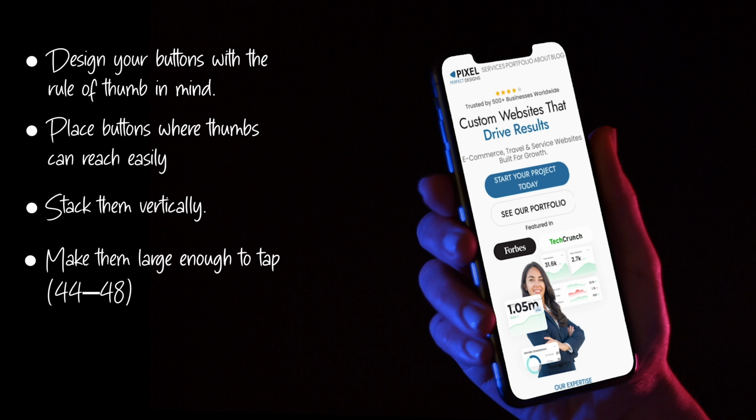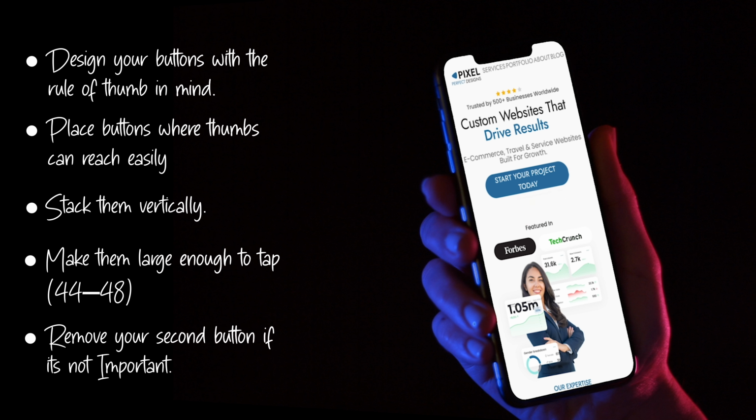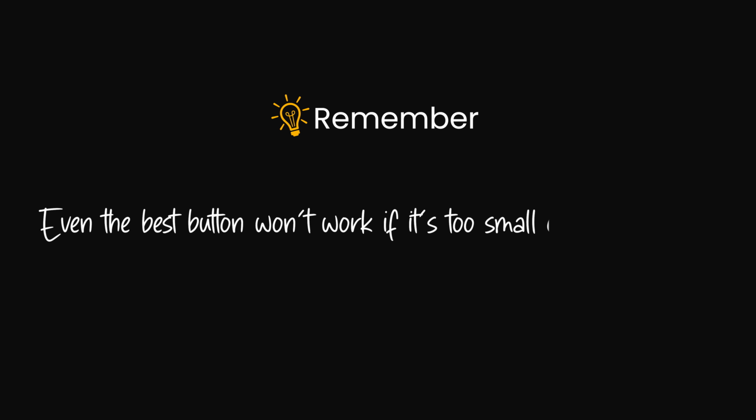Make them large enough to tap. Aim for 44 to 48 pixels tall. Google's recommended tap target size is 48 by 48 pixels. And if your second button is not important, remove it and stick to one clear call to action. Remember, even the best buttons won't work if it's too small or hard to reach.